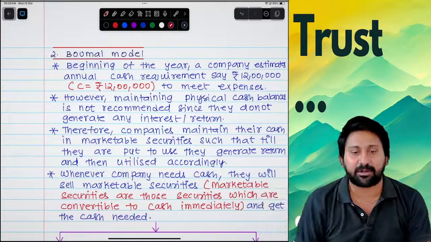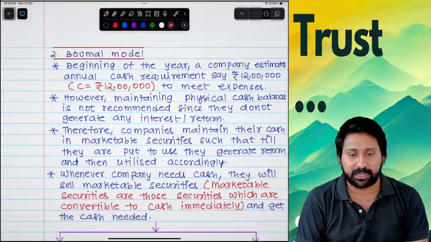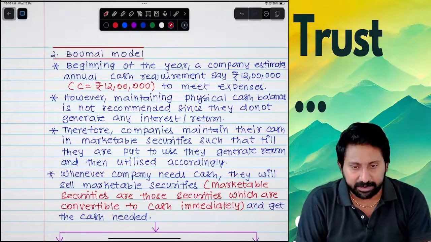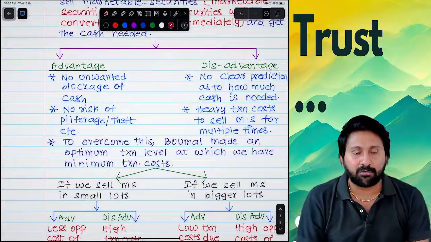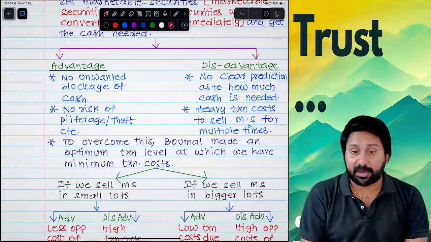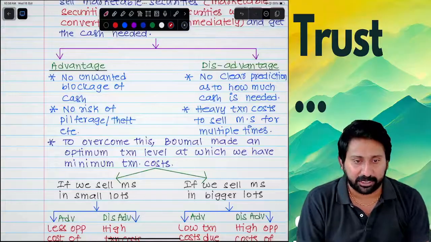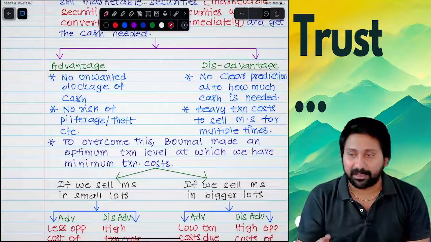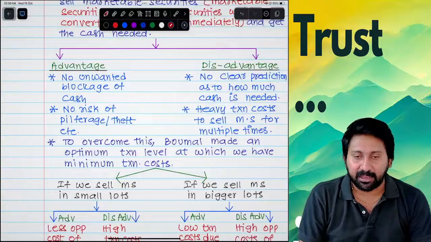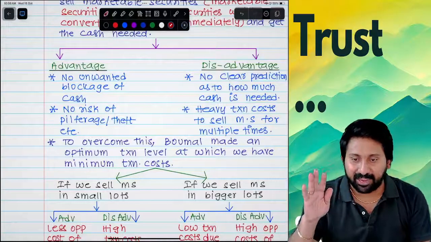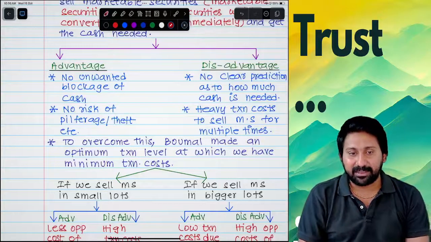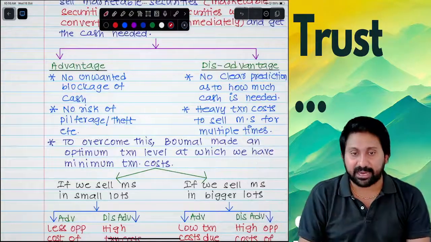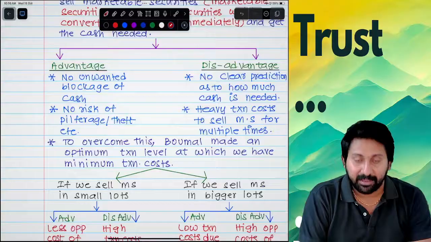What is a marketable security? Marketable securities are those securities which are convertible into cash immediately to get the cash needed. Advantage: no unwanted blockage of cash because of maintaining in marketable securities. No risk of pilferage or theft. If cash is there, people will do that, they will have that talent, they will steal your money. That theft can be there if it is in physical cash. But here it will not be.